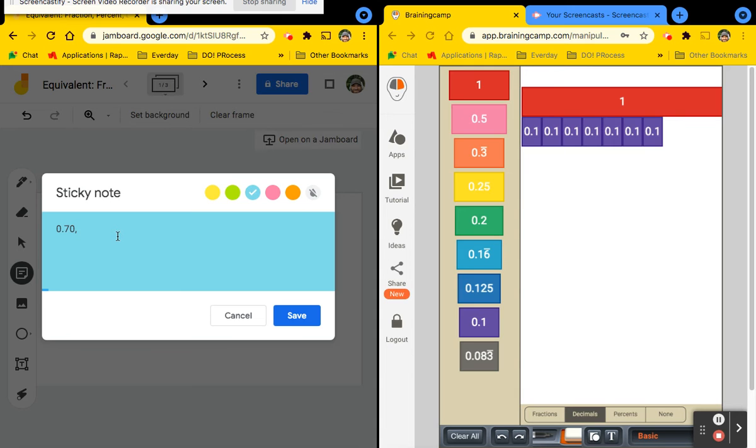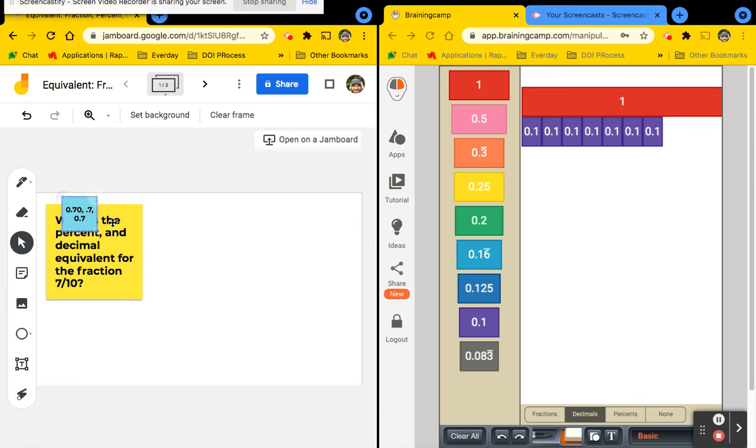Another way you can write it is just 0.7. The most important thing is the decimal. Where is the decimal? So the decimal right here is right in front of the tenths place. This is the hundredths place. All right, so that's my decimals. You just have to write one of those.